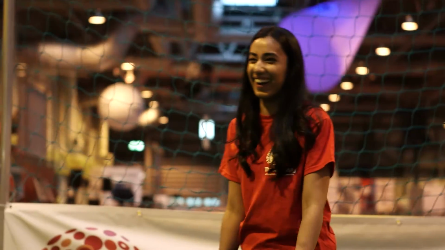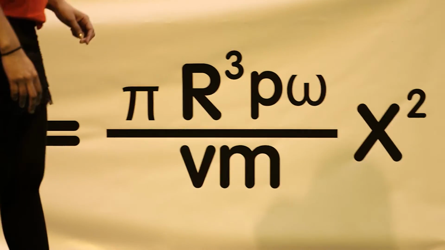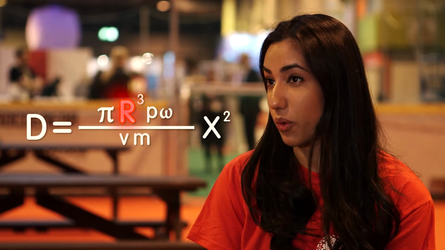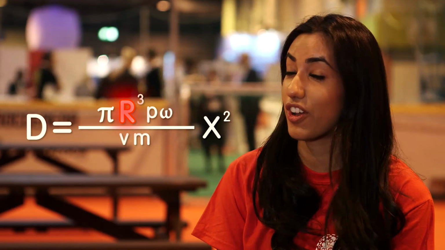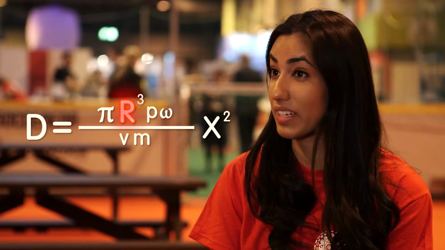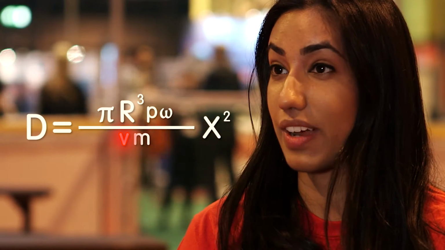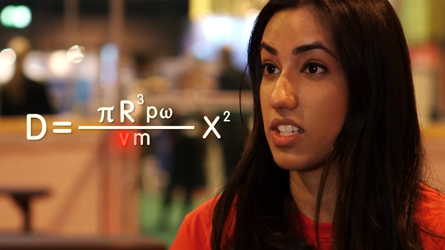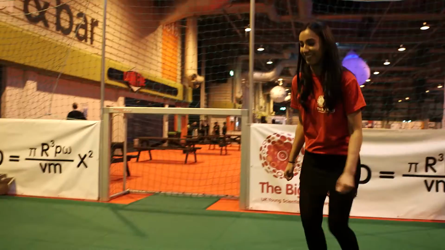So we developed an equation which looks at how the different parameters affect how much the ball bends when you put a spin on it. So it includes the radius of the ball. So if the ball is larger, if it's got a larger radius, it's going to bend more. And also how fast the ball is moving through the air. So if it's travelling faster, the amount that it bends will be reduced.